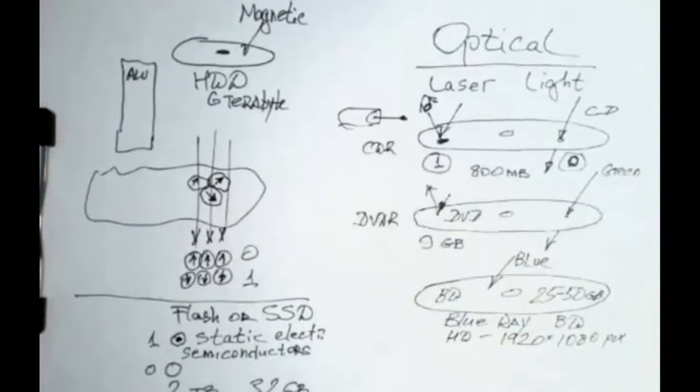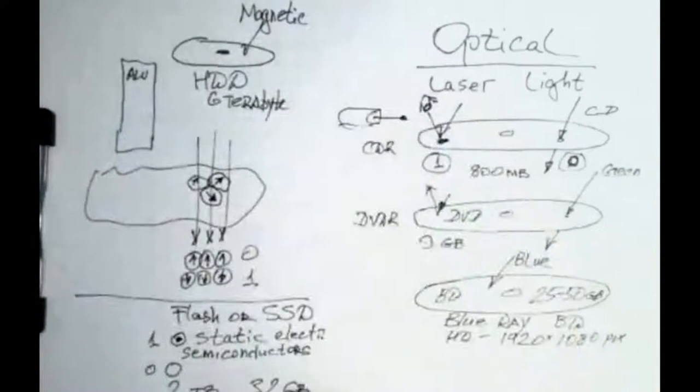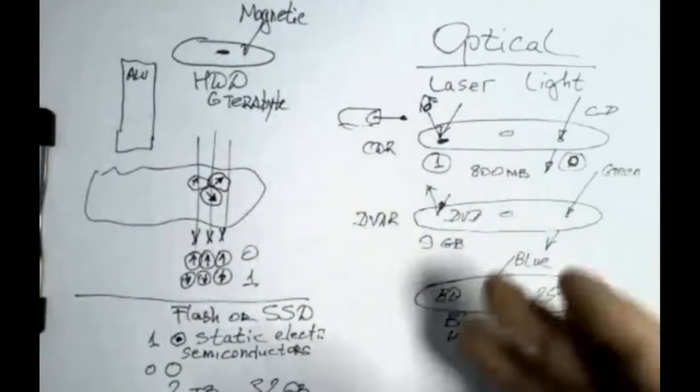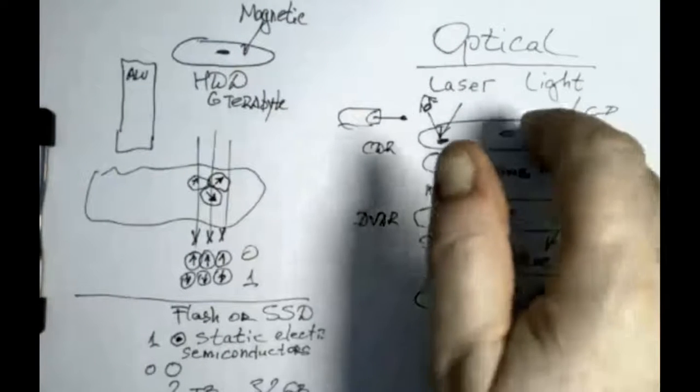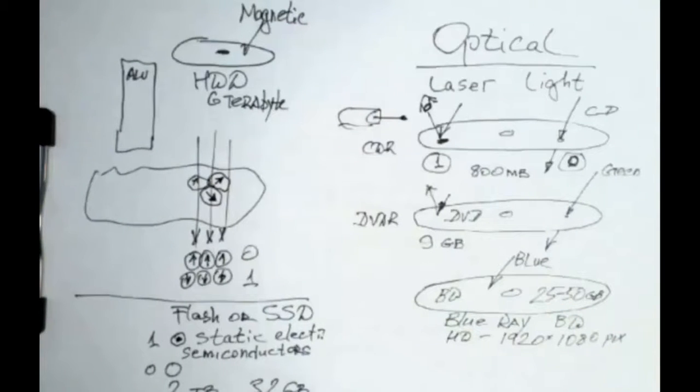So if I ask you what kind of computer storage you can describe, you can describe 3 different storage: hard disk drive, flash drive or SSD, and 3 types of optical discs: CD, DVD, and Blu-ray. That is what we need to know about it.